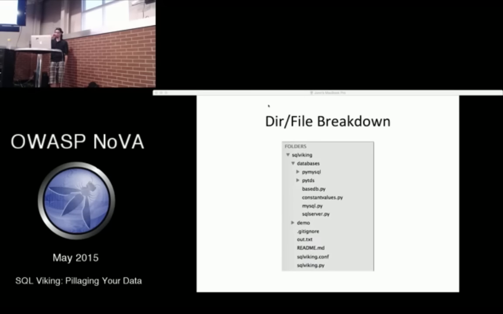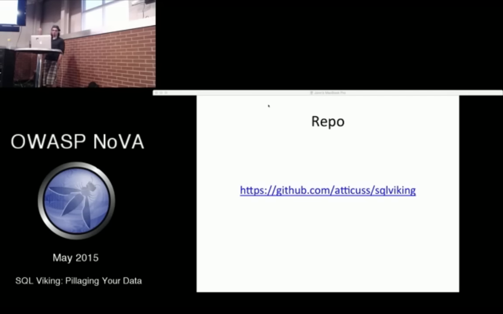A little bit on the directory breakdown. There's a lot here. The two big things are the SQLViking.conf and the SQLViking.py file. That's what handles all your big logic. And then inside the databases directory, you have your basedb.py class, which should extend or be extended by every database support class you write. The two in there right now being MySQL and SQL Server. And if you want to take a look at it, the repository is right here. My GitHub alias is Atticus, 2 S's, 2 C's, or 2 S's, 2 T's, SQLViking.